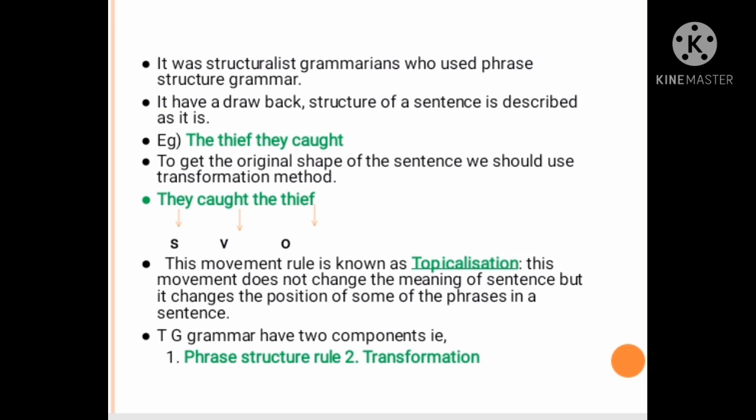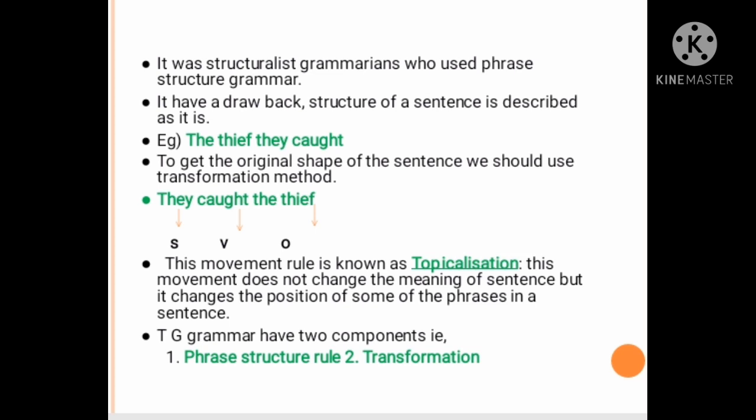So here we used the phrase structure rule. But the sentence has a problem. It is not written in SVO pattern. Therefore, in order to regain its original structure, we have to apply the transformation method. For that, we have to change the position of they caught to the initial position and the thief to the final position. Then the sentence will be: they caught the thief. Then the structure of the sentence will be in SVO pattern. They will be the subject, caught will be the verb, and thief will be the object.